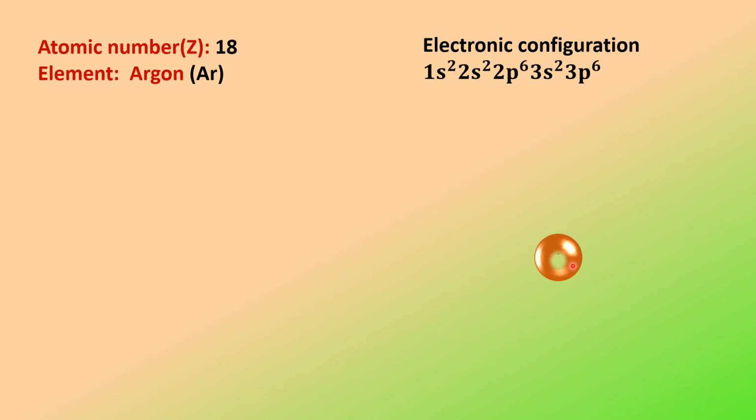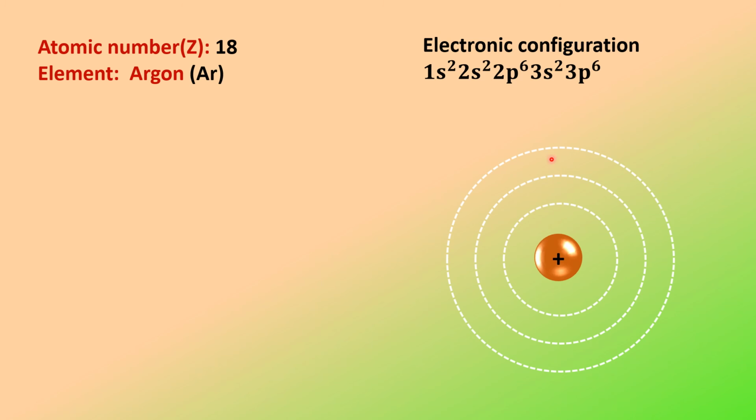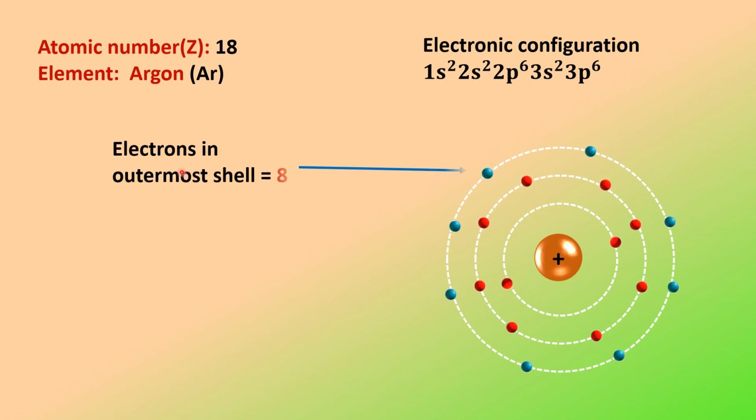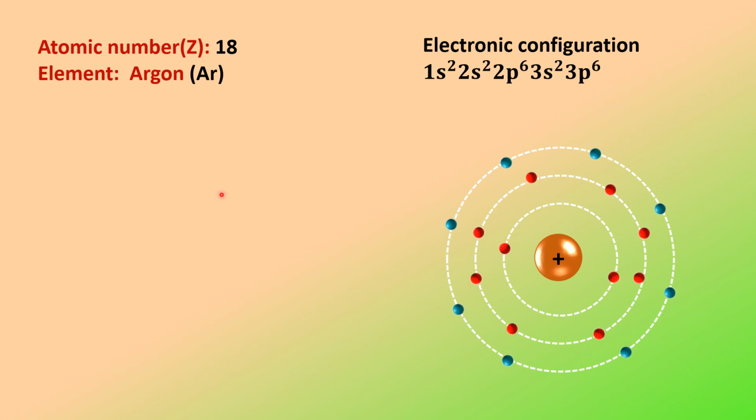This is the nucleus. These are the 3 shells. First shell, it is having 2 electrons. Second shell, it has 8 electrons. And in the third shell also we are seeing 8 electrons. So argon has 8 electrons in its valence shell, and these 8 electrons are called an octet. We'll write the dot structure for argon with the 8 electrons.